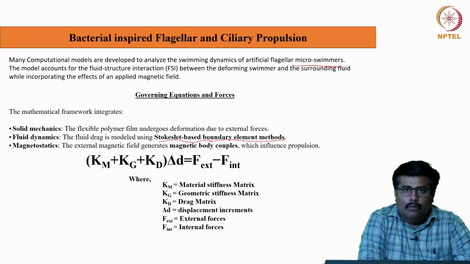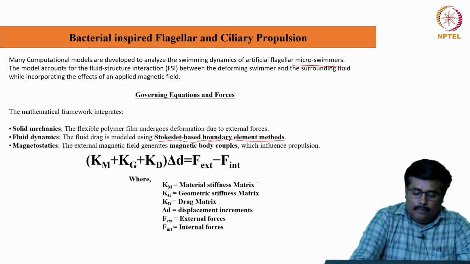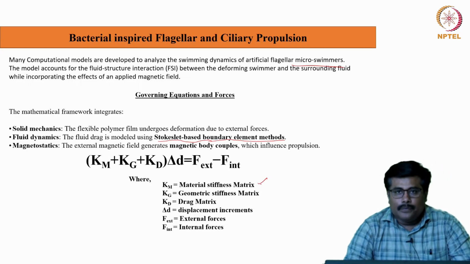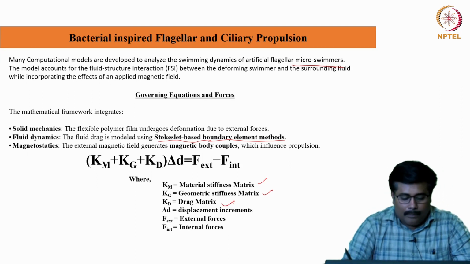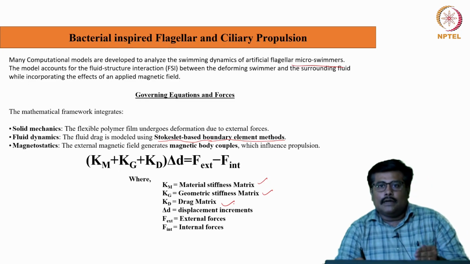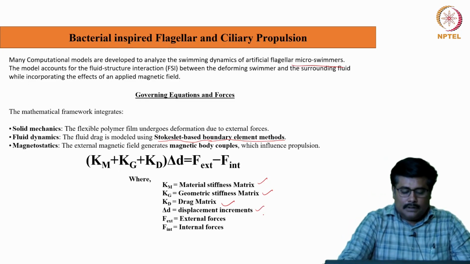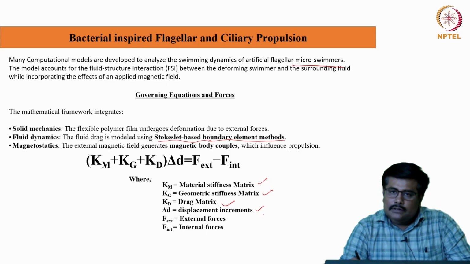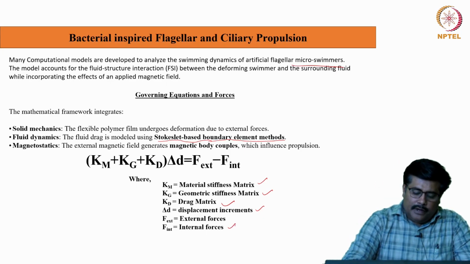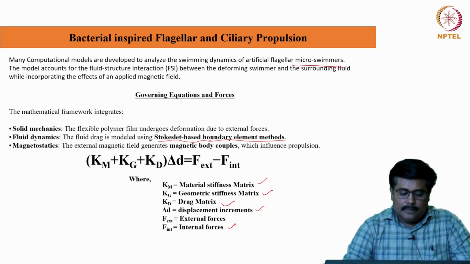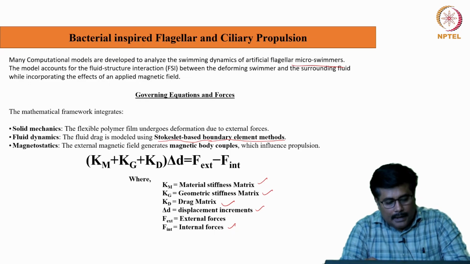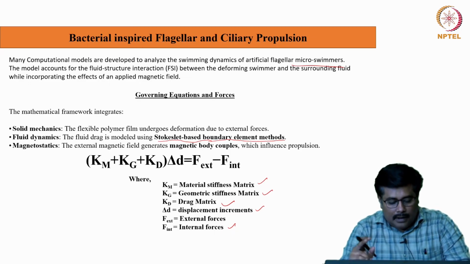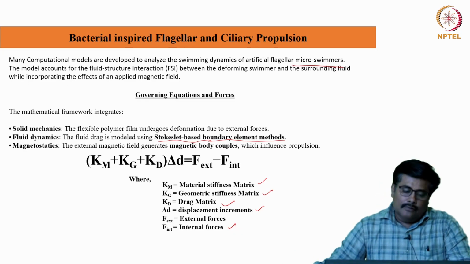If we closely observe the overall equation involved, we have Km, the material stiffness matrix, Kg, the geometric stiffness matrix, and Kd, the drag matrix. Del D is the displacement increment, F external is the external force, and F internal is the internal force. So we can equate it as (Km + Kg + Kd) del D equals F external minus F internal.